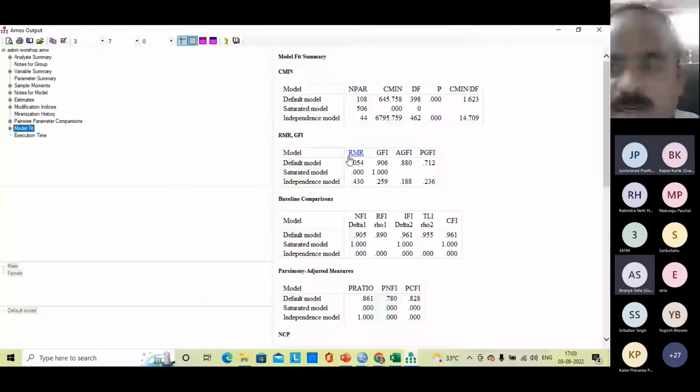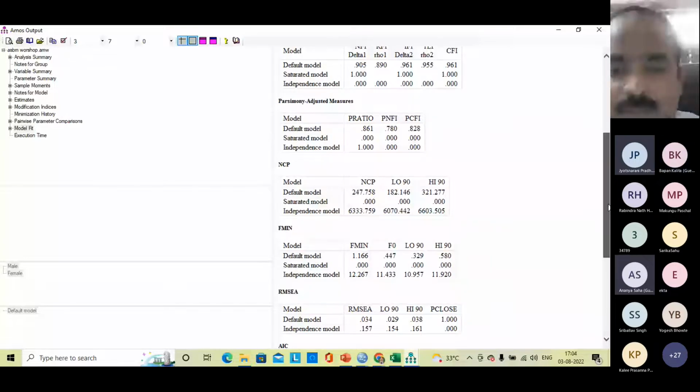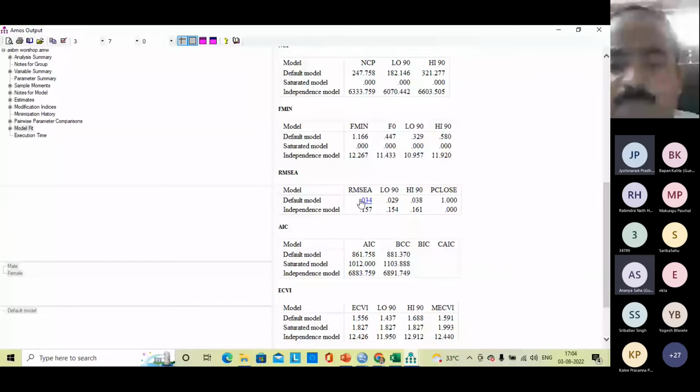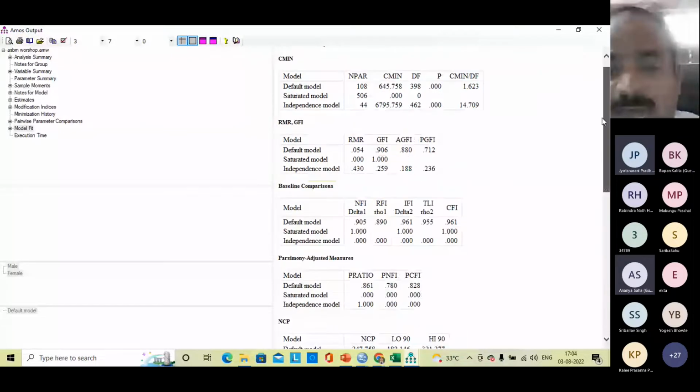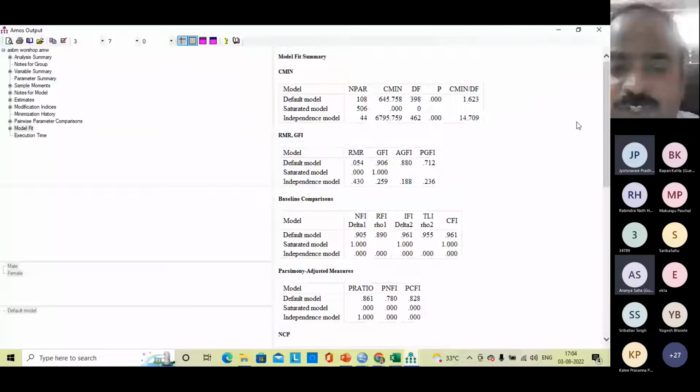Look at here. Now coming to the RMSEA, it is very much acceptable because it is less than 0.05. The value is 0.034. So RMR and RMSEA are less than 0.08 or 0.05, so acceptable, the model is fitting. GFI, AGFI, NFI, RFI, IFI, TLI, and CFI are all in the acceptable range. So the model is fitting, and the initial question is clear. There is no hesitation regarding model fitting.